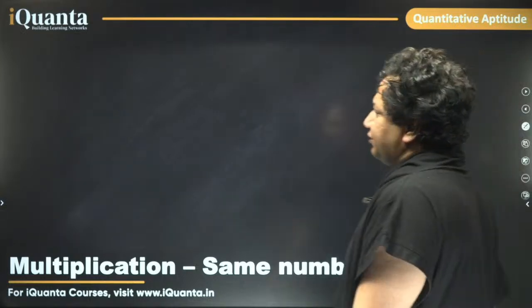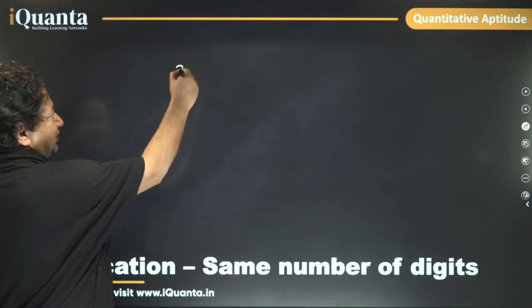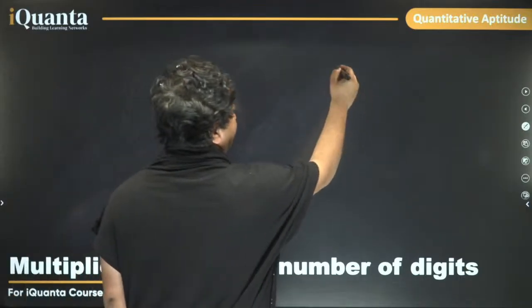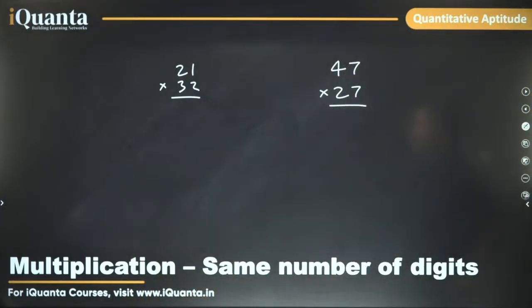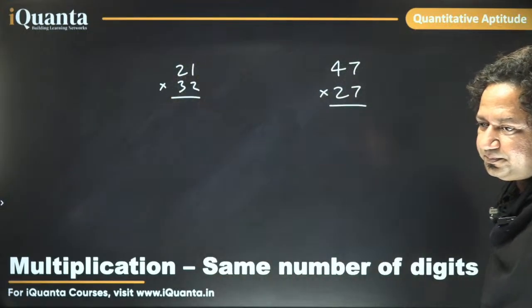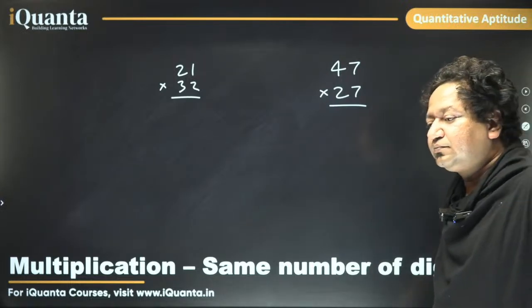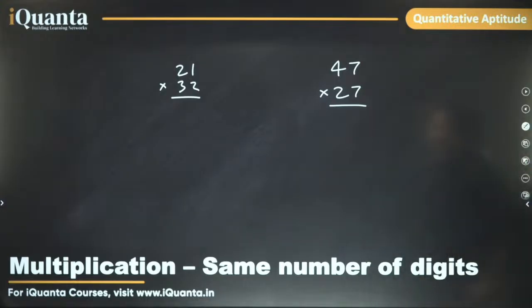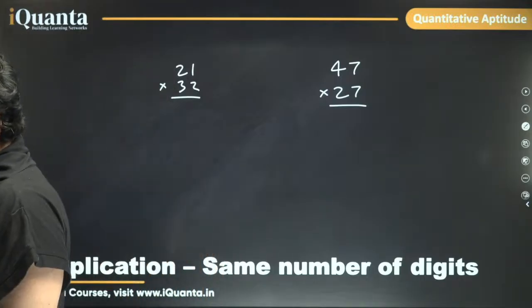Chalo. So you have understood for 2 digits. Let me give you a few problems. 21 into 32. Tell me the answer. Be quick. And then 47 into 27. These two. Tell me the answers. Good, Ambika.